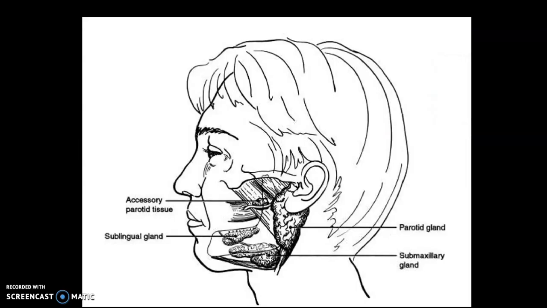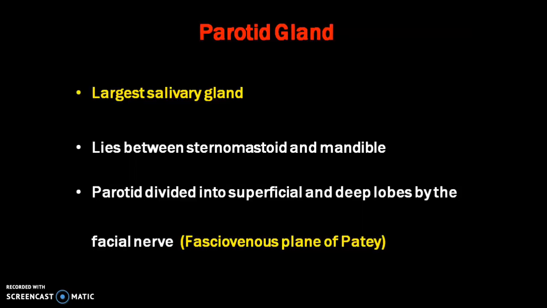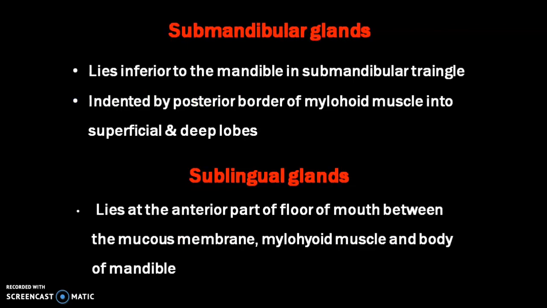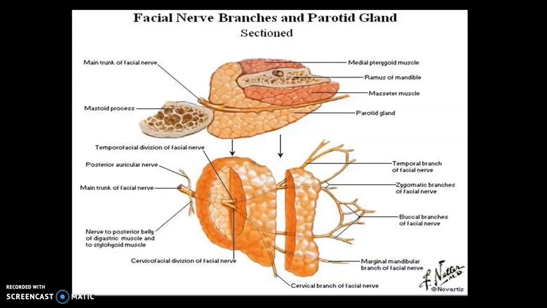So what is the location of all these glands? The parotid gland is the largest salivary gland, lies between the sternocleidomastoid and the mandible, and it is divided by the facial nerve into the superficial and the deep part. The submandibular gland lies inferior to the mandible in the submandibular triangle, and it is indented by the posterior border of the mylohyoid muscle into the superficial and the deep lobes. The sublingual glands lie at the anterior part of the floor of the mouth between the mucous membrane, mylohyoid muscle and the body of the mandible.